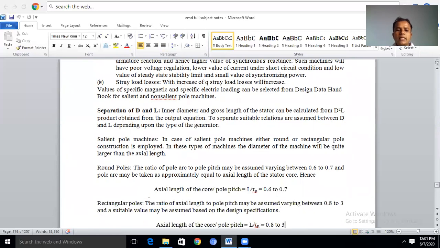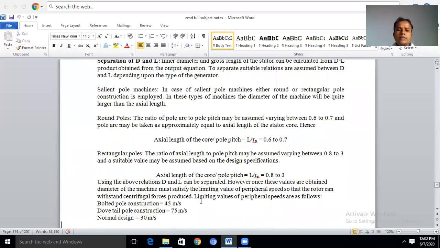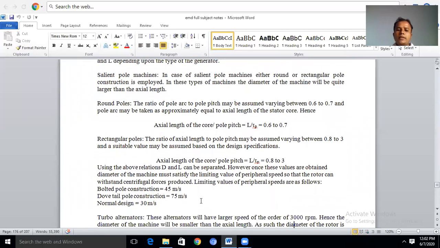Again, if I say rectangular poles, the ratio of axial length to pole pitch, that is L to P, may be assumed varying between 0.8 to 3. Here it was 0.6 to 0.7, now it is 0.8 to 3, and a suitable value may be assumed based on the design specifications. So this is for the rectangular poles. So using the above relations, D and L can be separated.